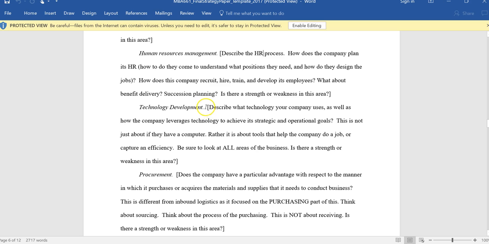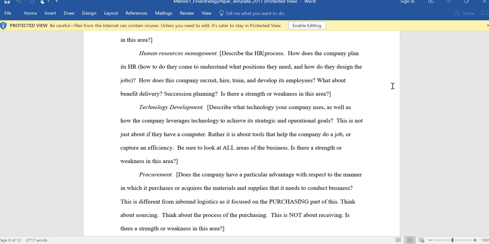What we're talking about is what goes on inside of your company. What kind of technology does your company use? Think about how information flows throughout the company, and do they use any kind of technology in order to do that? Is it aligned with their strategy? It's more than a computer, though. What other kind of tools do they have? In what ways do they use technology?